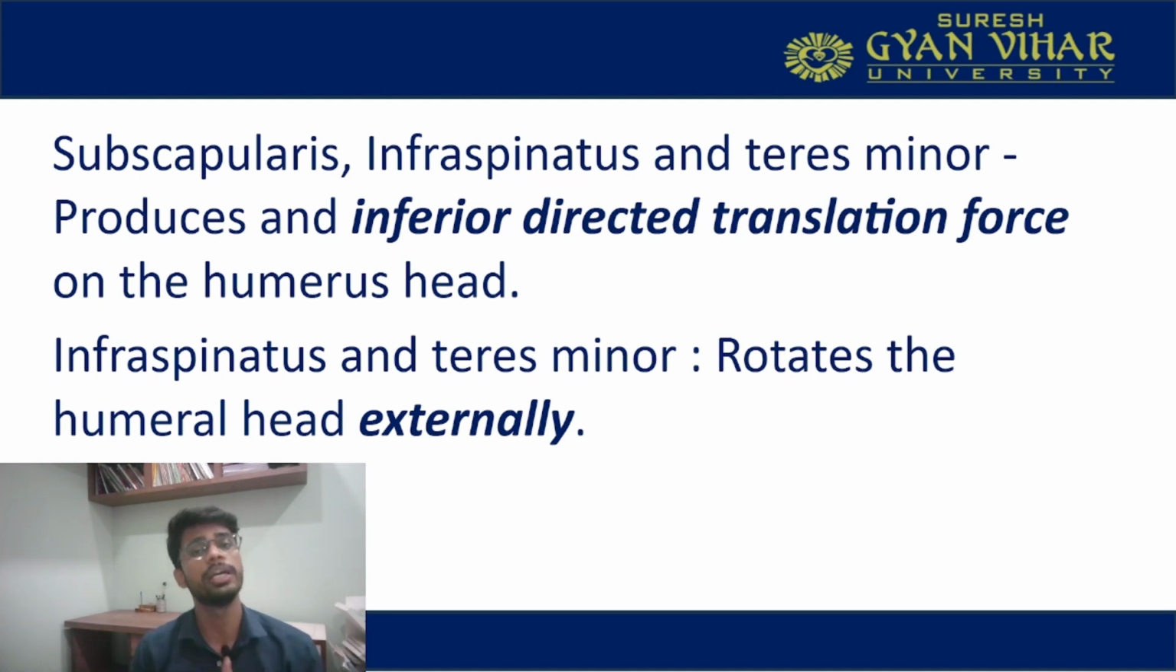If your external rotators like infraspinatus and teres minor are ruptured, then there will be chances of impingement because your external rotation cannot occur. So we have seen how this arthrokinematics is possible. Good arthrokinematics is seen in the rotator cuff muscles. Your supraspinatus is providing the compressive force, your subscapularis, infraspinatus and teres minor are giving the slide force in the downward direction, and infraspinatus and teres minor are rotating the humeral head externally.